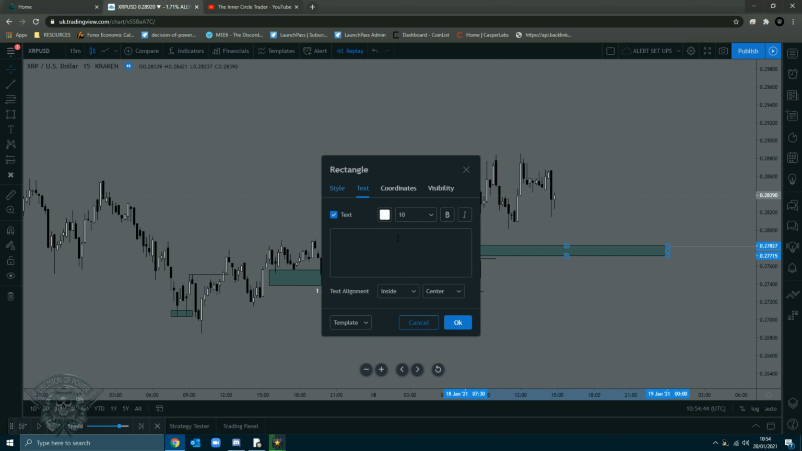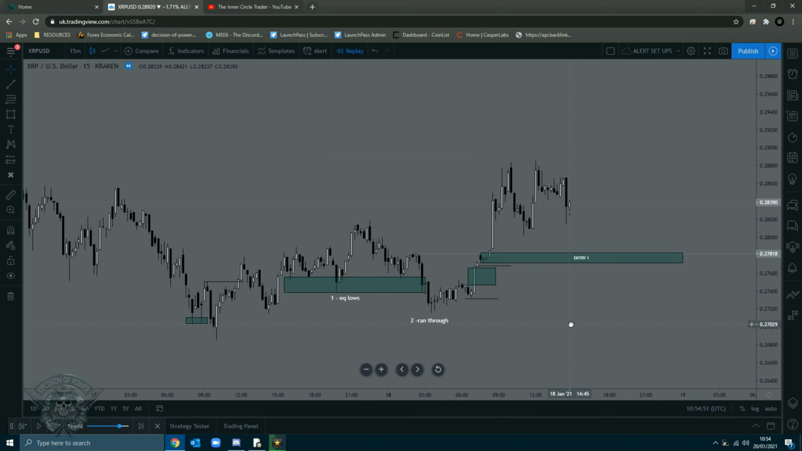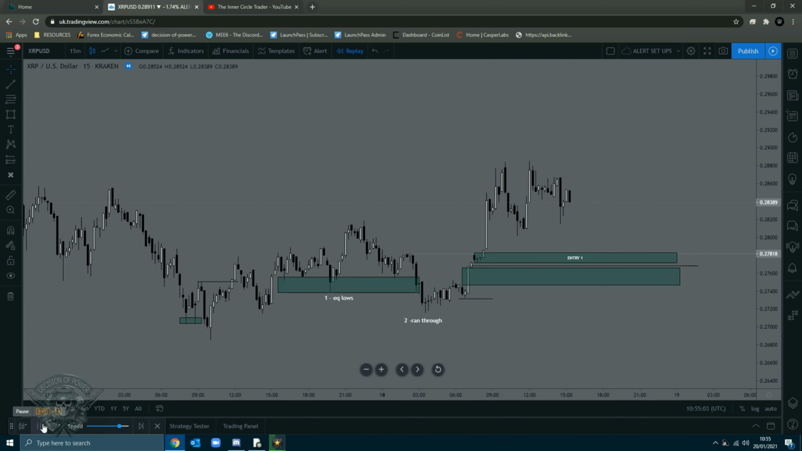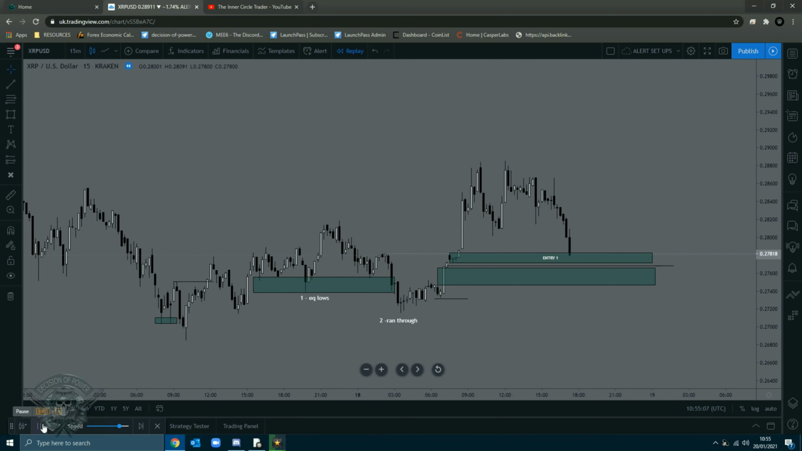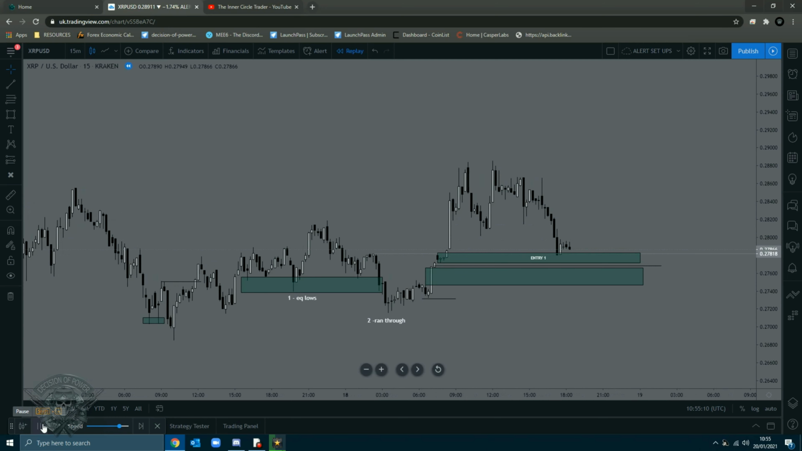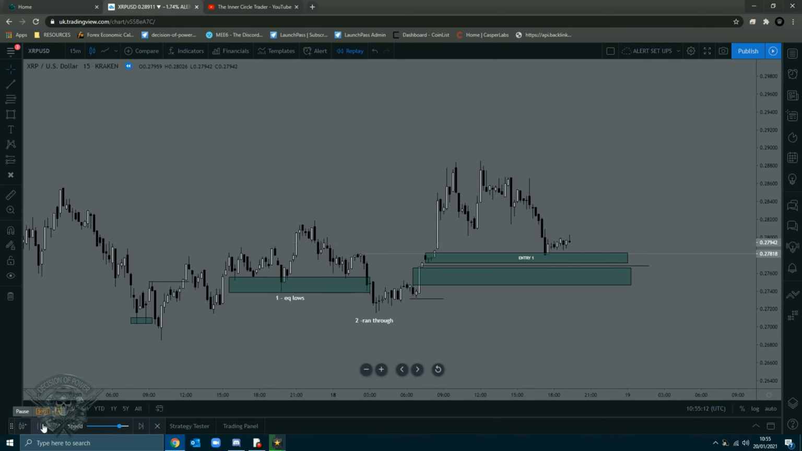So this will be entry 1, and that's going to be where we'd like to take our first position. If it does come down and stop us out, not to worry. We'd look to get in here on the second potential area for a setup. So let's play it out. Okay, so that's now triggered into a long position.